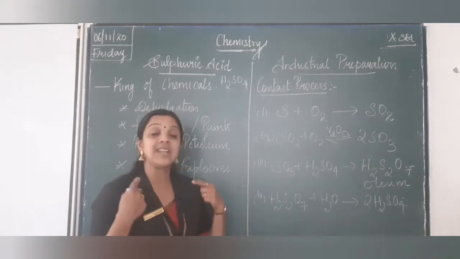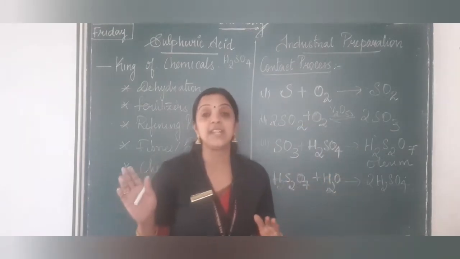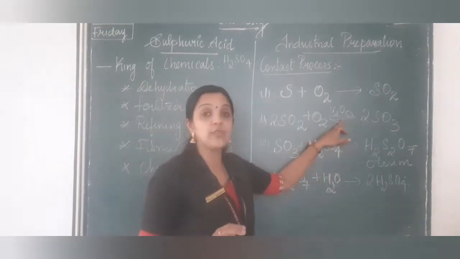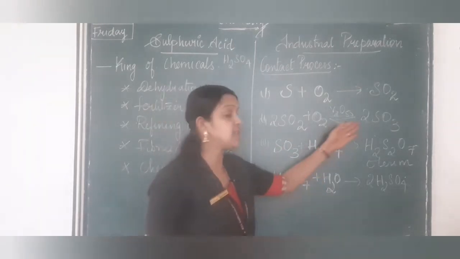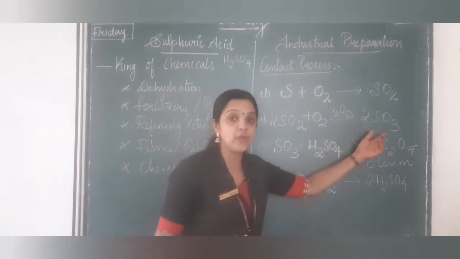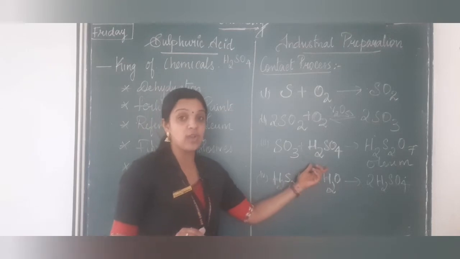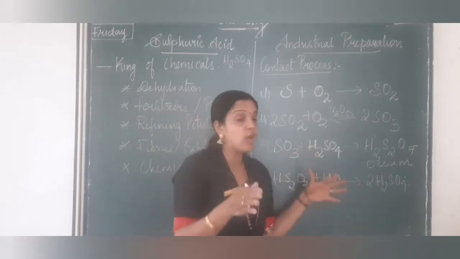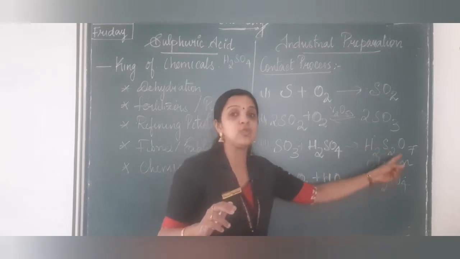What oxidation? Catalytic oxidation. The sulphur dioxide will undergo catalytic oxidation in the presence of V2O5, which is vanadium pentoxide. And what happens? It forms sulphur trioxide. The sulphur trioxide which is formed will be dissolved in sulphuric acid. Again, you take concentrated sulphuric acid, you dissolve it in it to form oleum, which is H2S2O7.